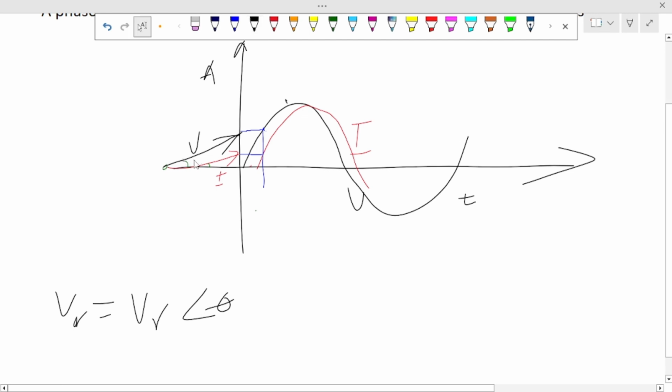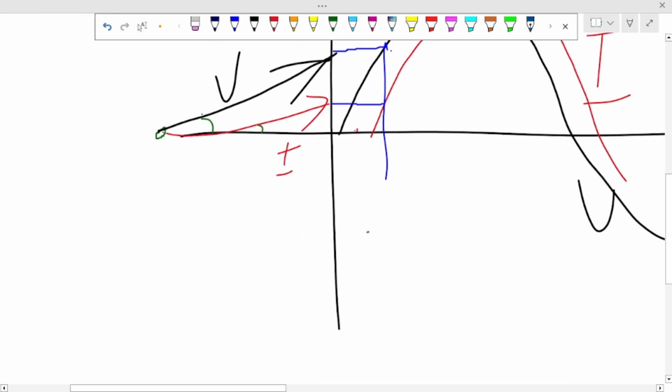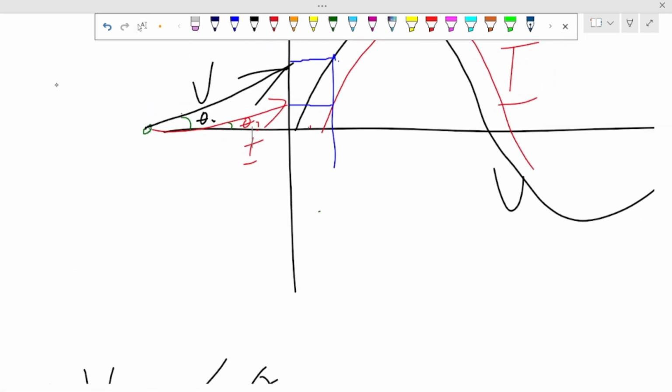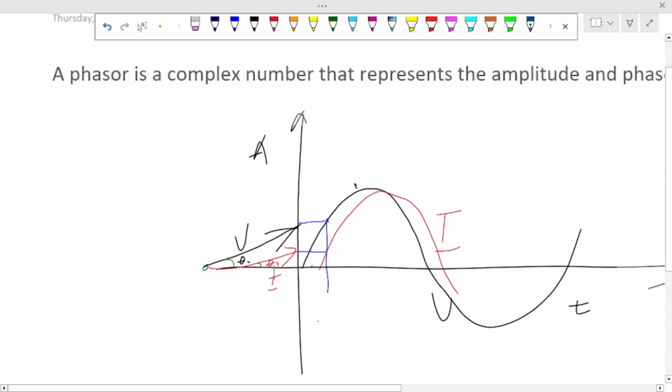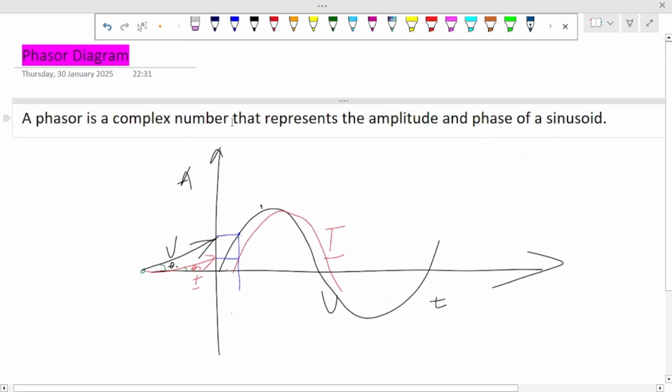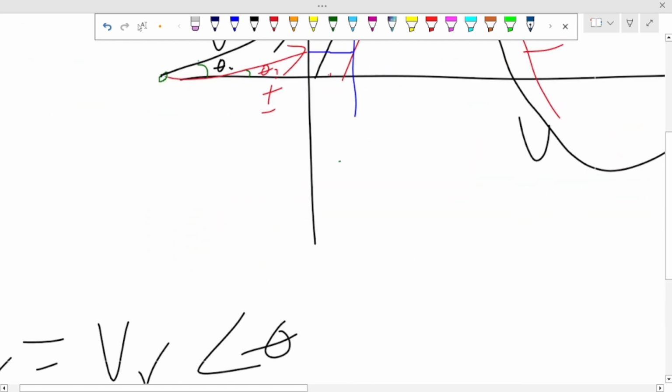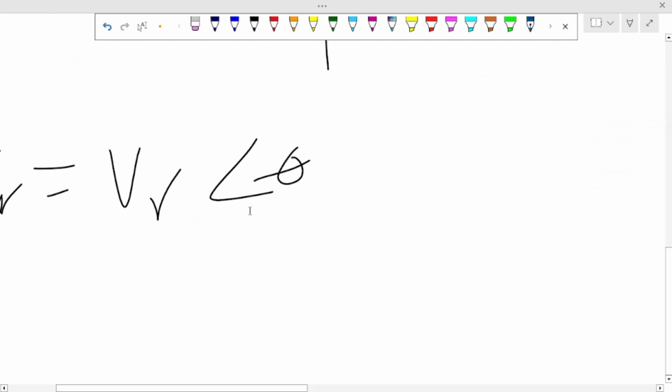So of course the angle will be here. Let me zoom in. So this will be the angle for voltage and then the angle for current. This is quite small, but we can see that. Like the definition here, a phasor is a complex number that represents the amplitude and phase of a sinusoid. So this is a complex number but in angular form.